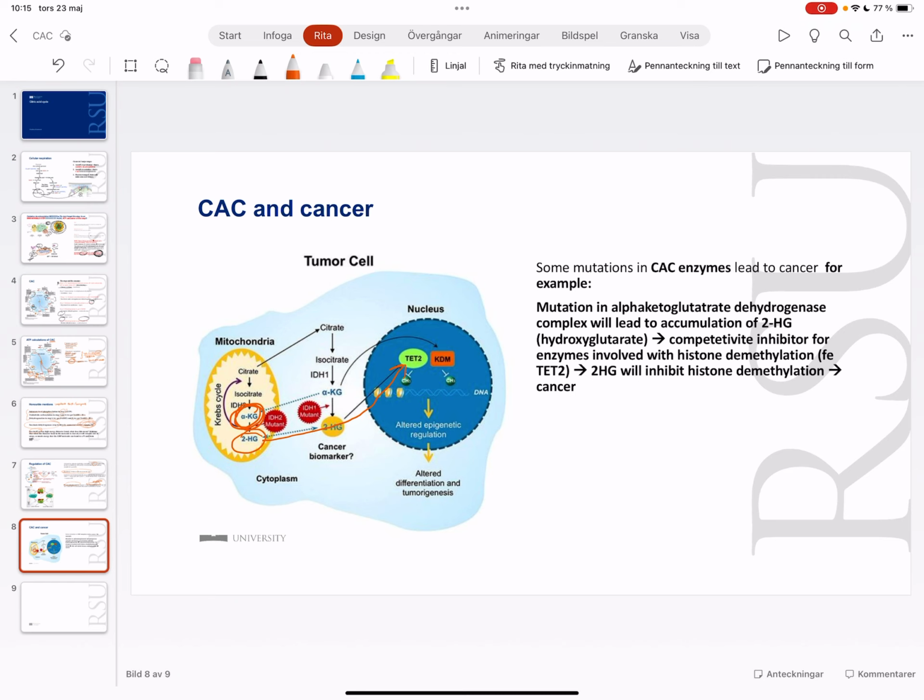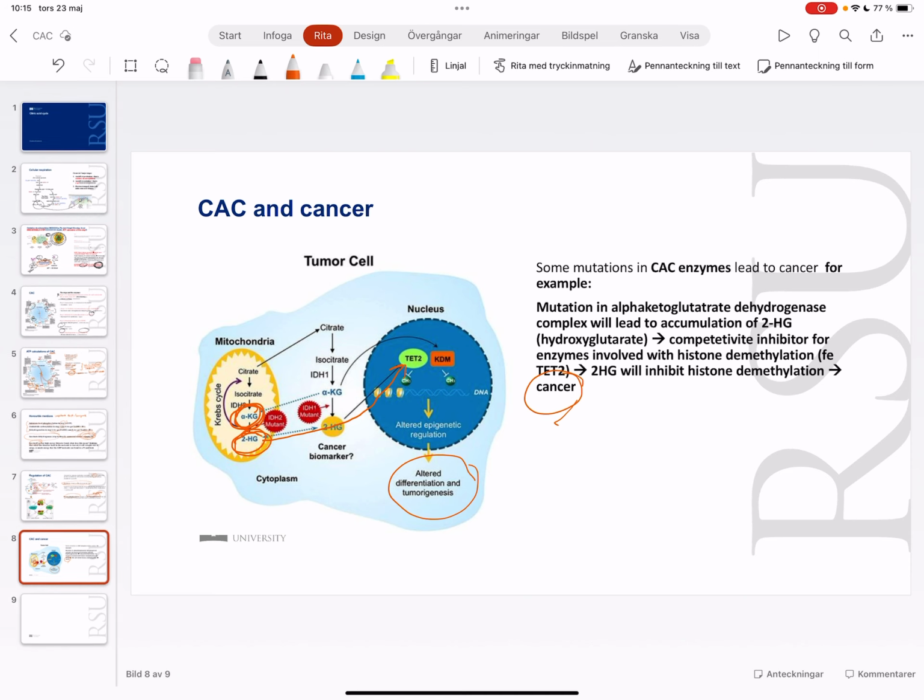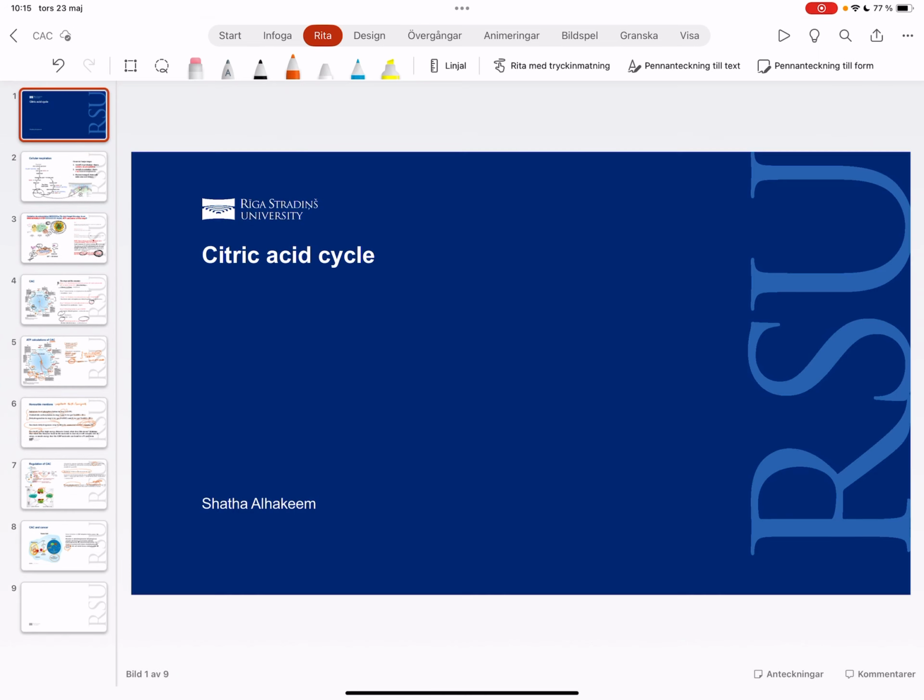And TET2 is involved in histone demethylation. But if 2-HG, through competitive inhibition, inhibits histone demethylation, this could lead to cancer, could lead to altered differentiation and tumorigenesis. Okay, so that was it for the citric acid cycle.